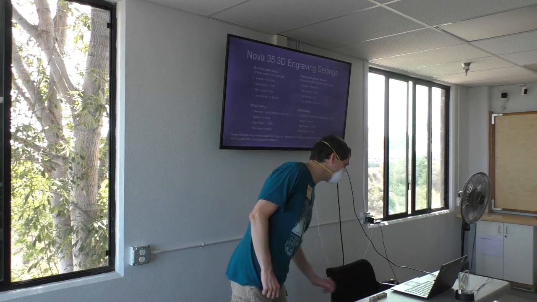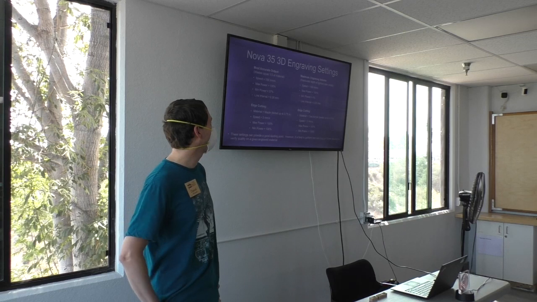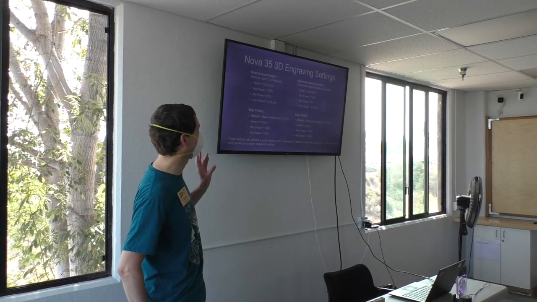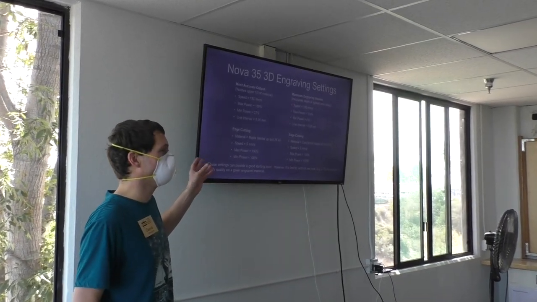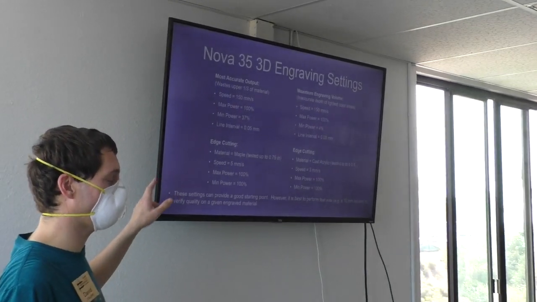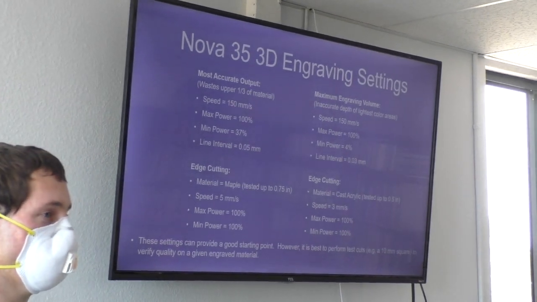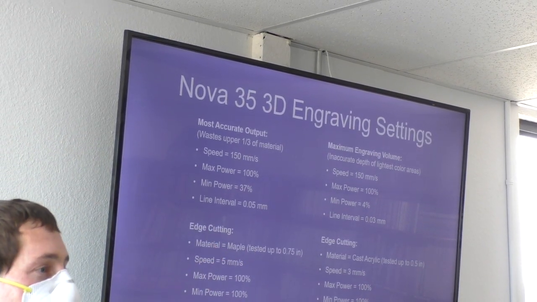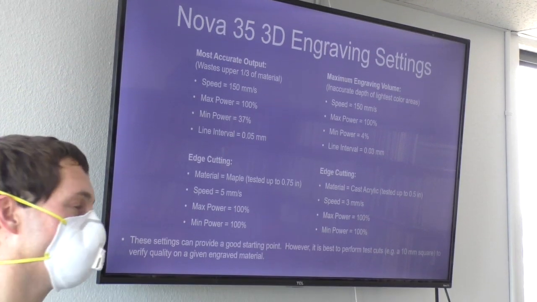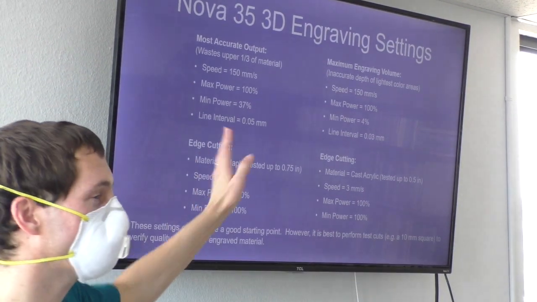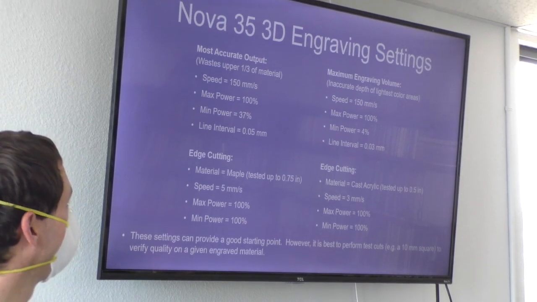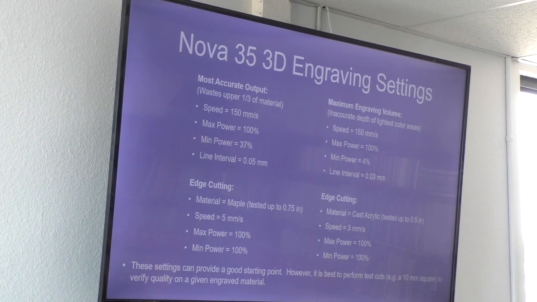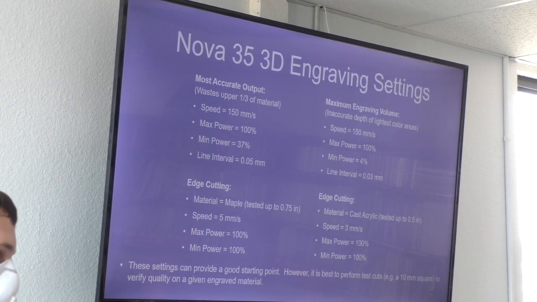And then here's a summary of the settings. So this has several different things. We have the most accurate, which is what I was using for most of the engravings. That's got the 37% min power. And then you have the maximum possible cut depth, which is using 4% min power. So that's where you are okay accepting some inaccuracy versus wanting to have it be as close to your 3D model as possible.